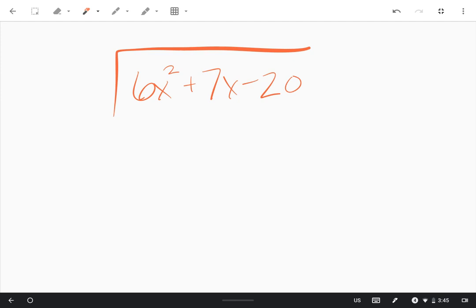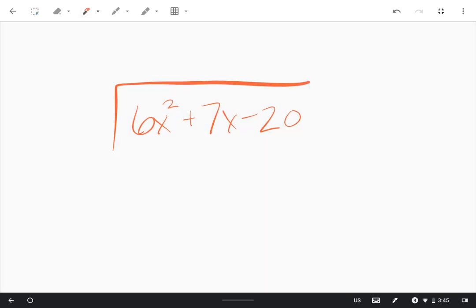So basically what you're looking to do is long division like you used to do with numbers. You probably don't remember that; it was something you learned in elementary and middle school. But I'm going to write an example problem. Let's say we had 6x squared plus 7x minus 20 divided by 2x plus 5.